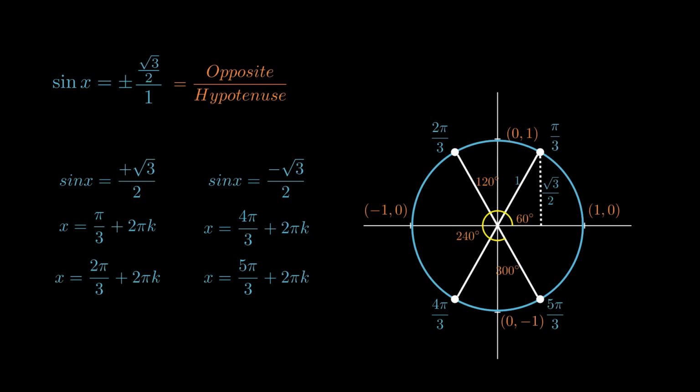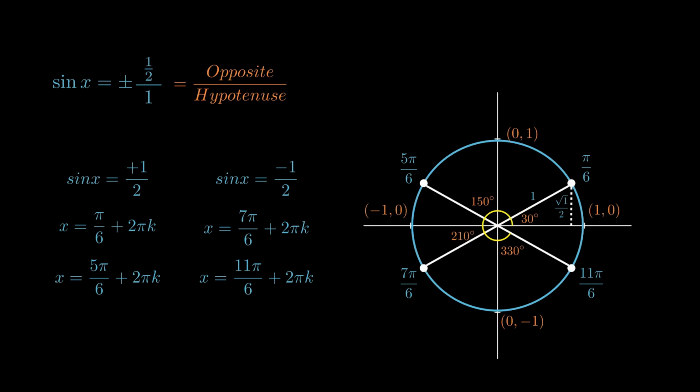Wow, that was a lot of different cases to handle, right? Let us just collect all the different solutions here. We have pi over 3 plus 2 pi k, 2 pi over 3 plus 2 pi k, 4 pi over 3 plus 2 pi k, 5 pi over 3 plus 2 pi k, pi over 6 plus 2 pi k, 5 pi over 6 plus 2 pi k, 7 pi over 6 plus 2 pi k, and finally 11 pi over 6 plus 2 pi k.